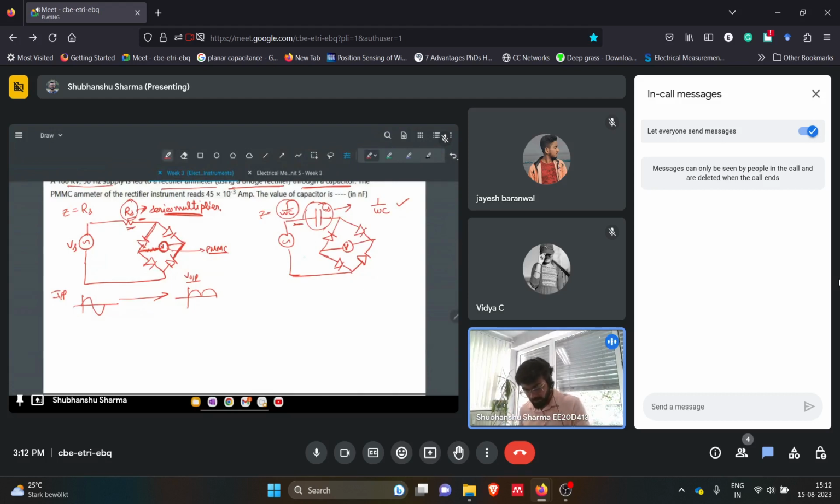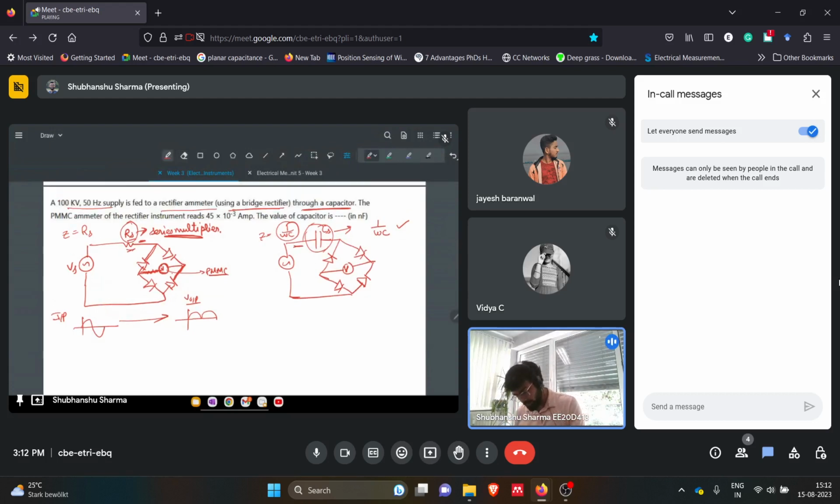Now what is the question asking? The PMMC ammeter of the rectifier instrument reads 45 into 10 to the power minus 3 amperes of current. So this is I output, and this will be the average current. Why average current? Because PMMC meters read only the average of the output signal. So the average of this signal will be read by this PMMC meter. So I average is given as 45 milliamperes in the question.